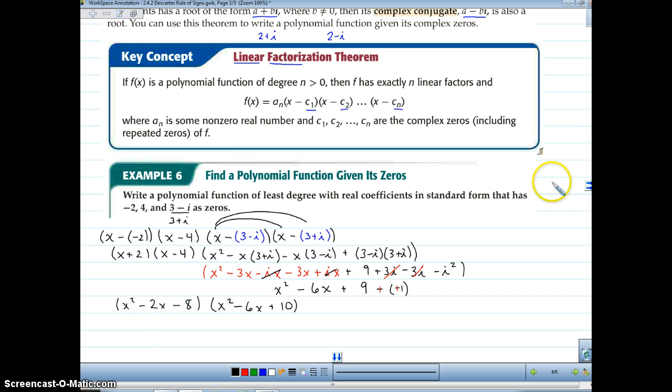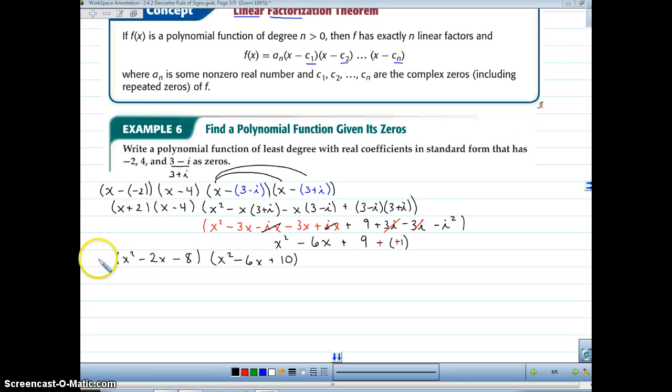And now that we have two quadratic trinomials, we can FOIL these. x times x is x to the 4th. x squared times negative 6x is negative 6x cubed plus 10x squared, minus 2x cubed, doing the second term now, plus 12x squared minus 20x, and then the last term, minus 8x squared plus 8 times 6 is 48, 48x minus 80.